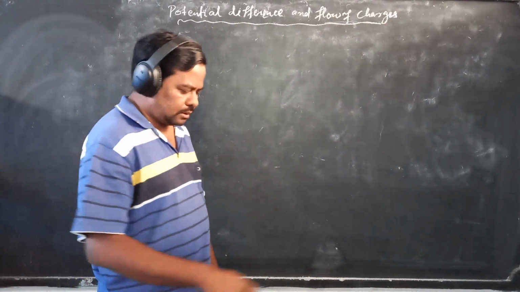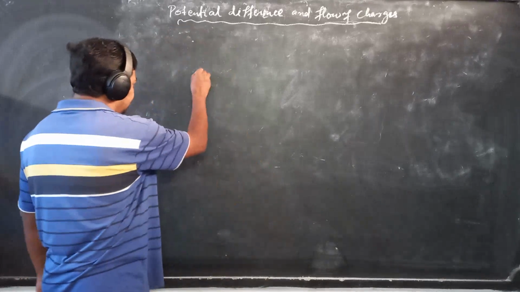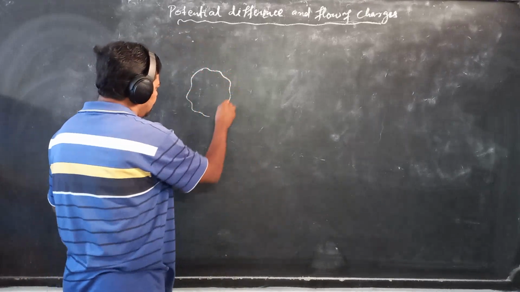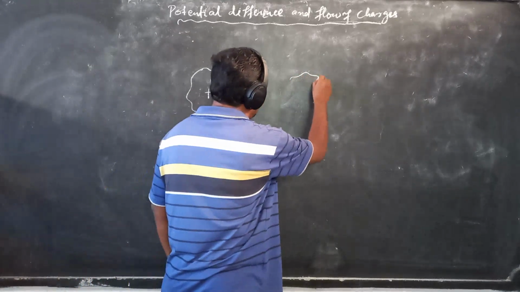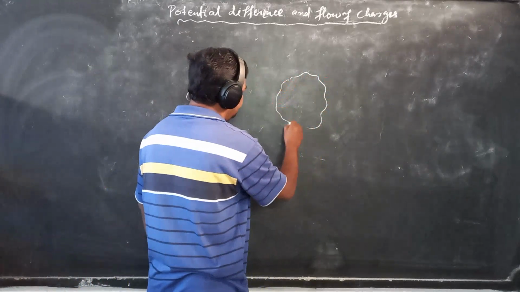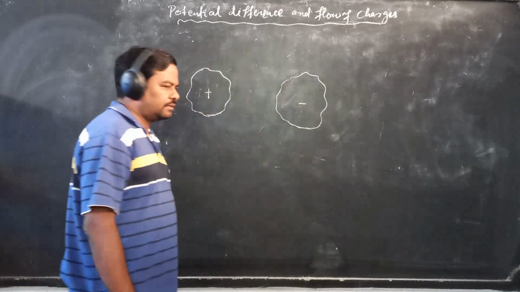Okay. So let us construct two electric fields. One is the positive field, another is the negative field. These are the two electric fields.